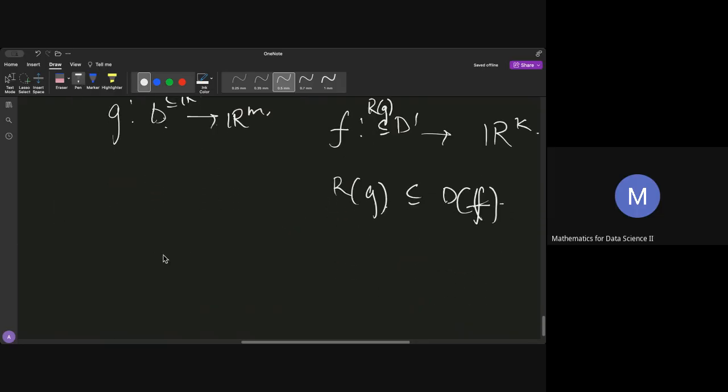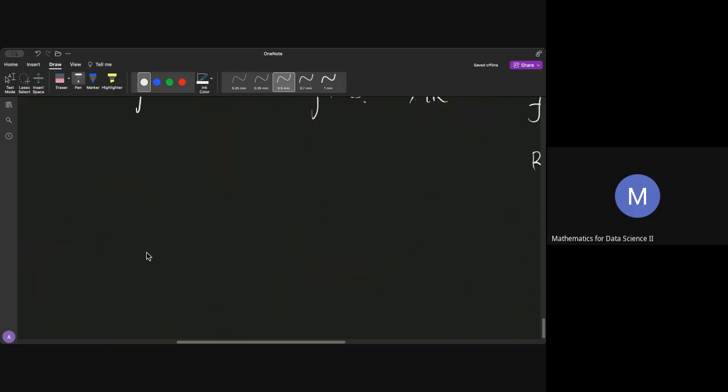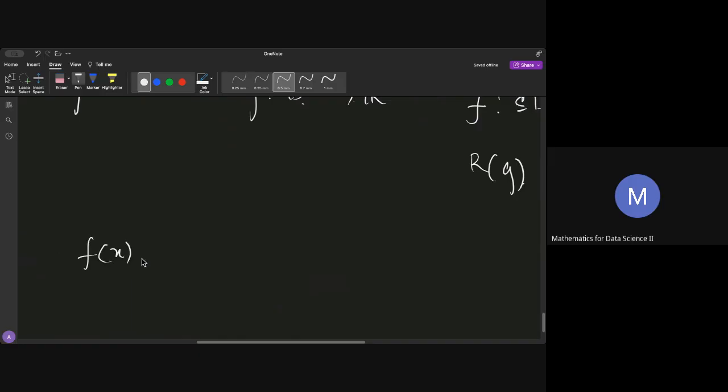So we can do one example here on composition. Let's take f(x) equals sin x and g(x) equals mod of x squared. Can I define f composed with g here?